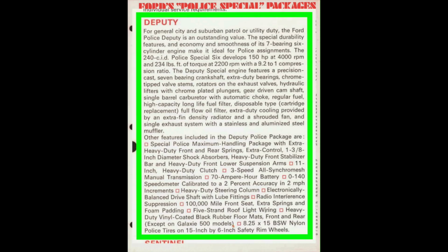That engine is listed as developing 150 horsepower at 4,000 RPM and 234 pound-feet of torque at 2,200 RPM, with a 9.2 to 1 compression ratio, which are the same values as the V-Code 241-barrel engine covered in the previous section. I'll stop talking now for 5 seconds so that you can pause the video and read the text if you would like to.